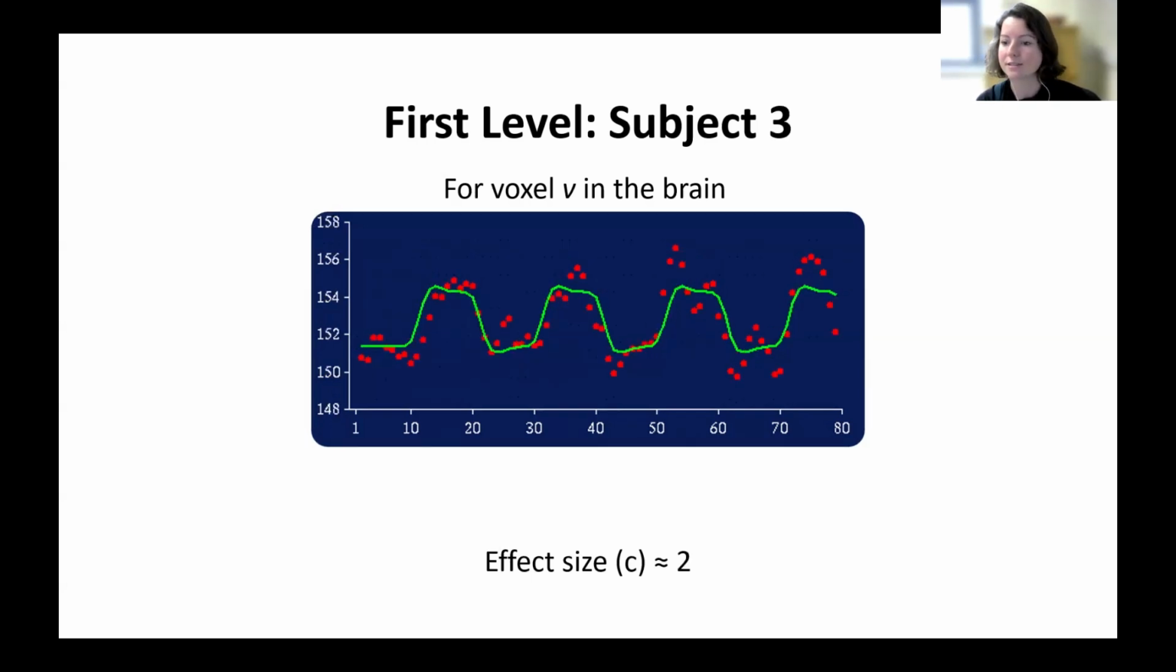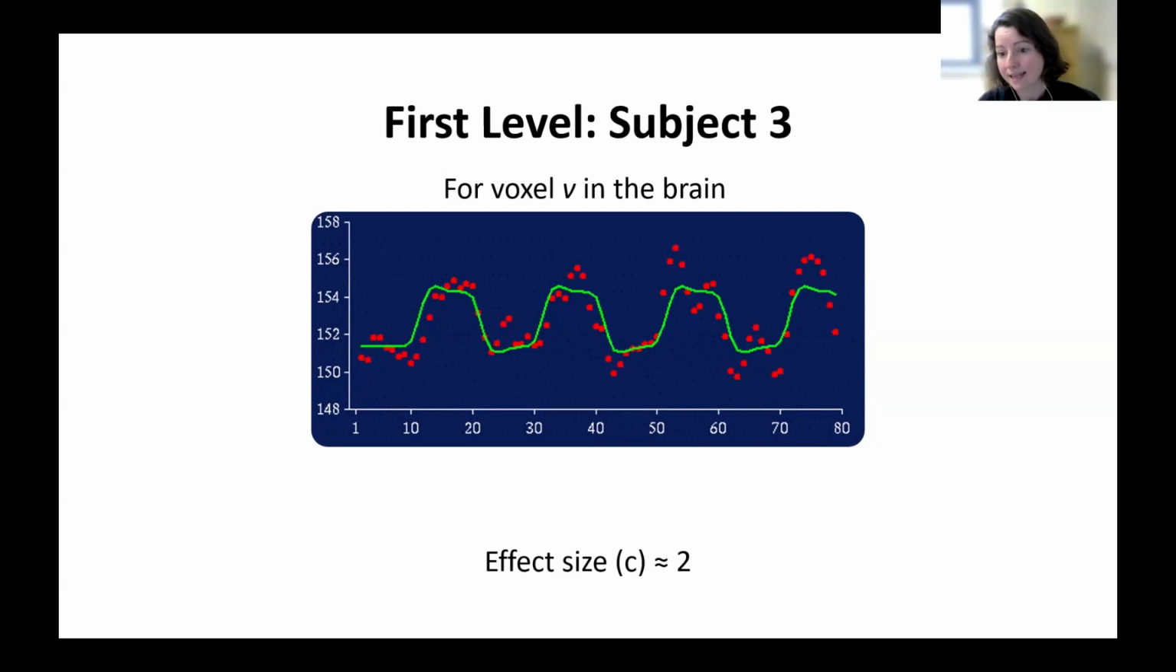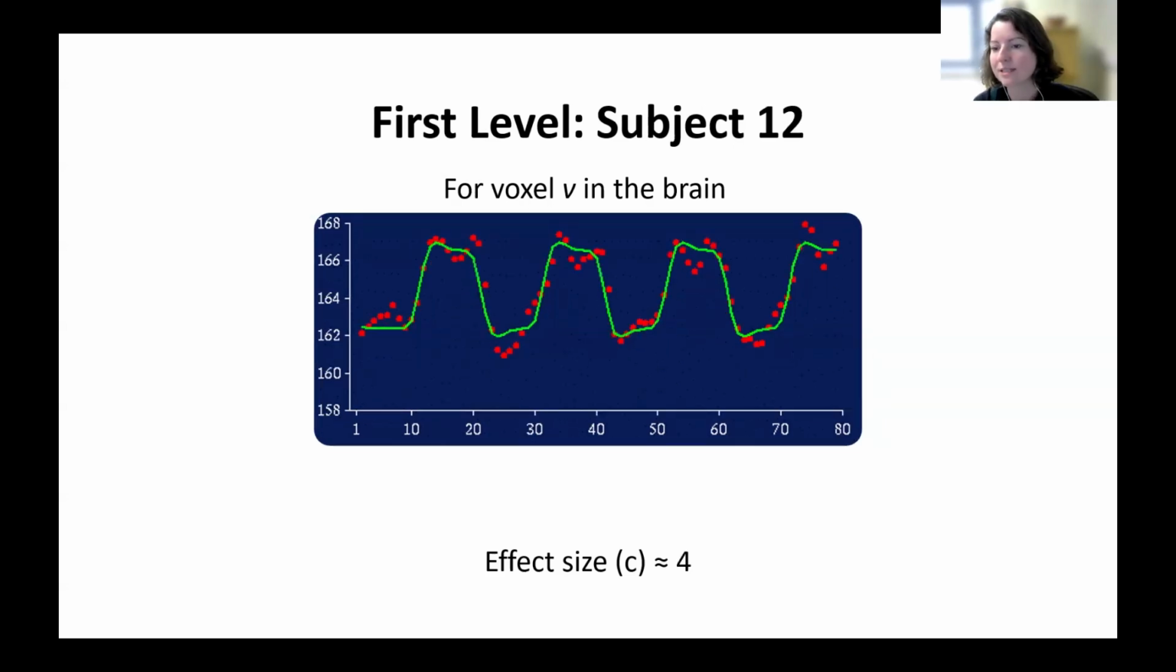Now, if we've normalized our subject data to all be in the same standard space, we can look at the same voxel in another subject and calculate the effect size again by fitting a GLM on this subject's data. In this case, the response is lower, so the effect size for this voxel for this subject is also lower, approximately 2. And here's another subject, which again has a slightly bigger effect size of 4.